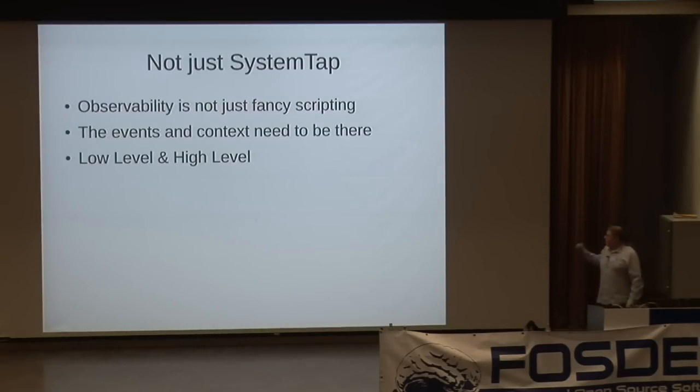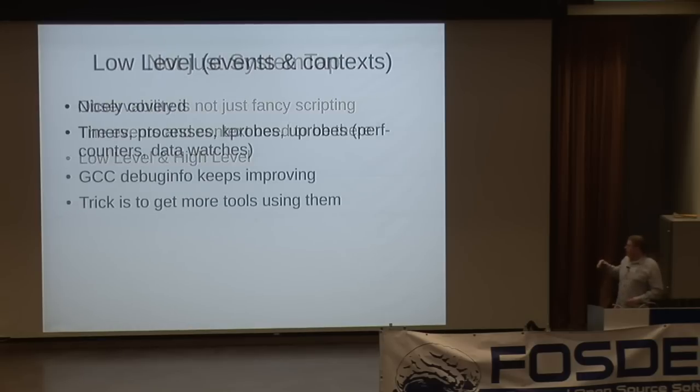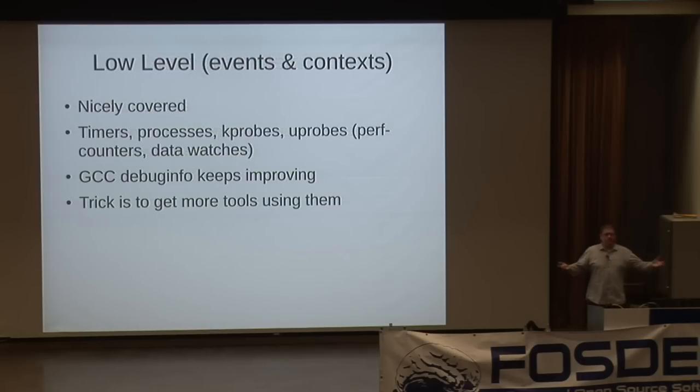So, what I showed is that with SystemTap you can do fancy scripting of all these events, at least. But we need something to observe, and for that we need events that we want to observe, and we need to have some context. And most of what I showed was very low level, and I think we nicely covered the low level stuff.